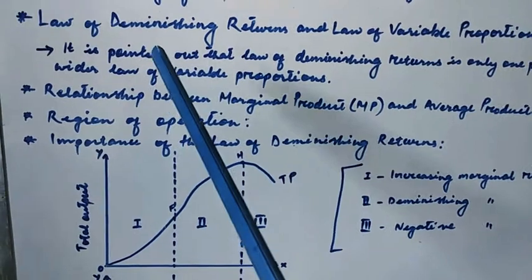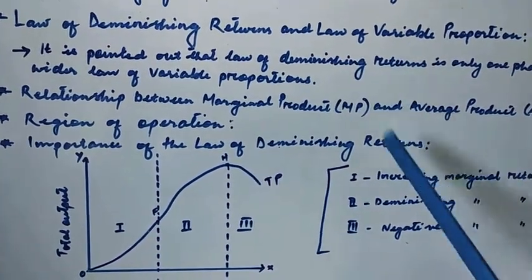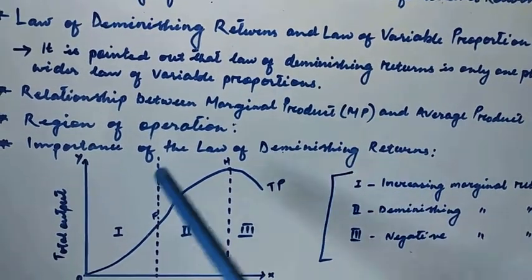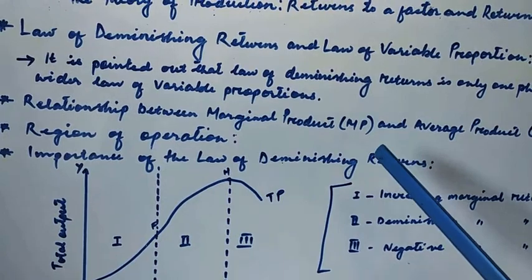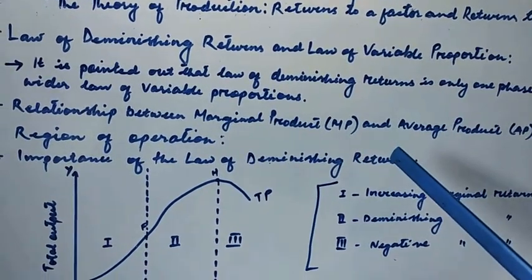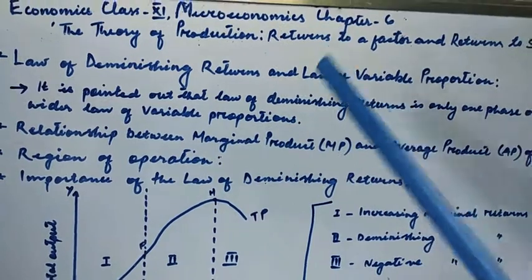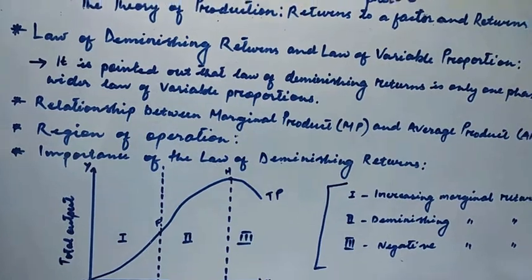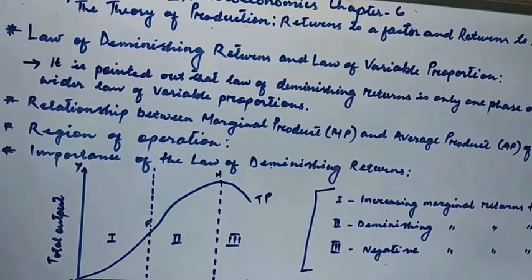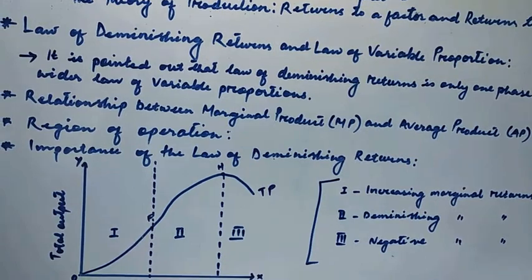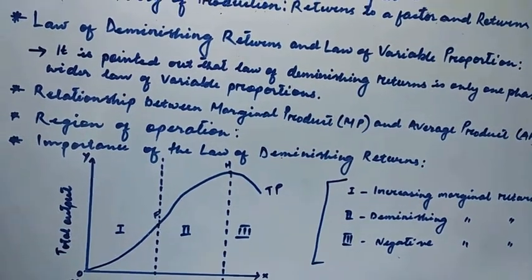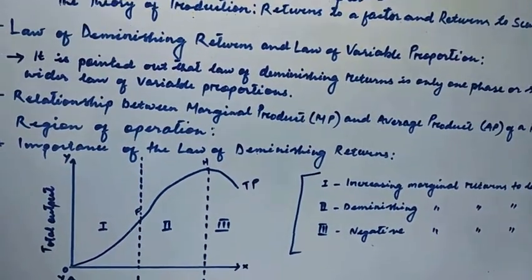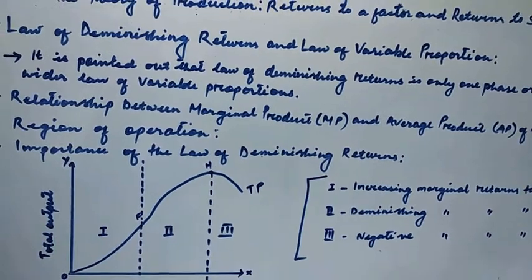So coming to the first point, law of diminishing returns and law of variable proportions. It is important for us to know that the law of diminishing returns, as it is defined, is the same as the law of variable proportion. Both of them are the same. That is why in our analysis we have not drawn any distinctions between these two laws. However, some authors have tried to distinguish them.